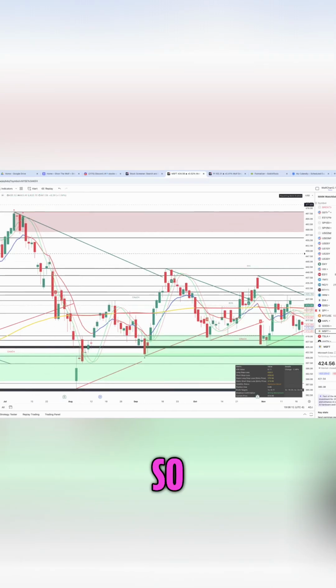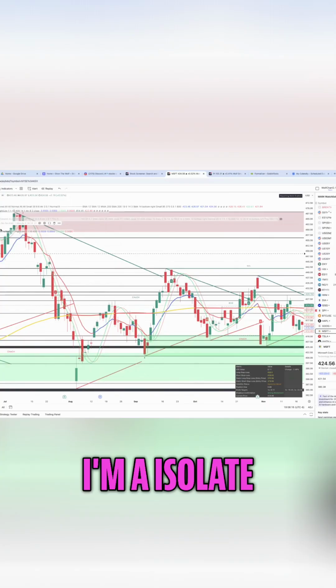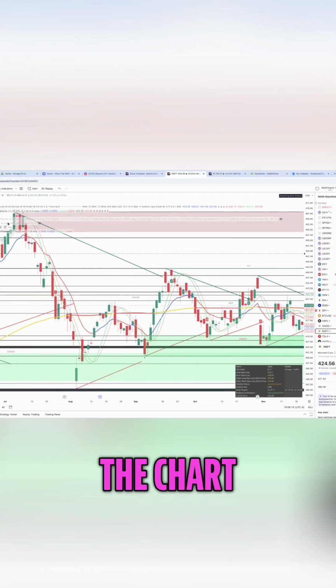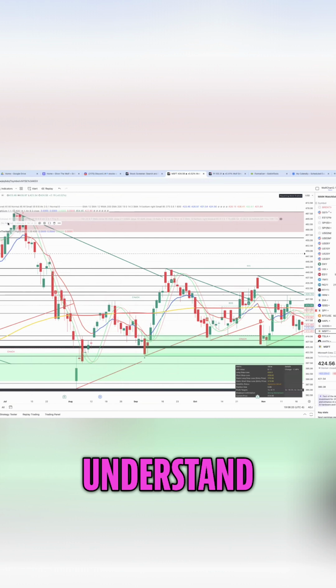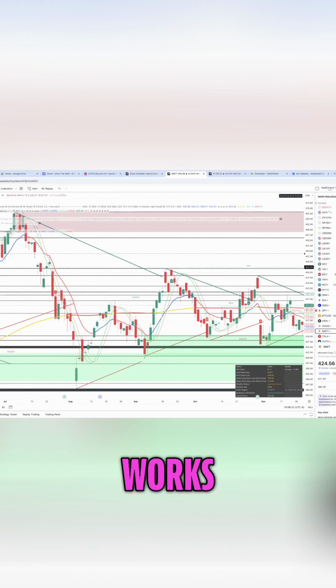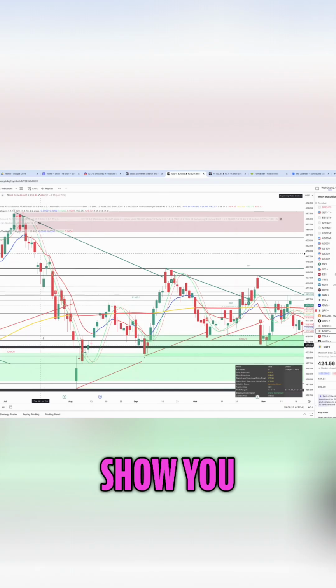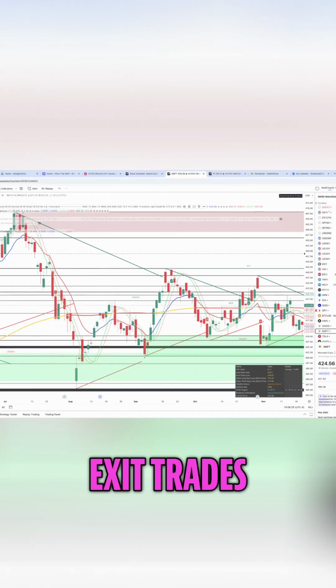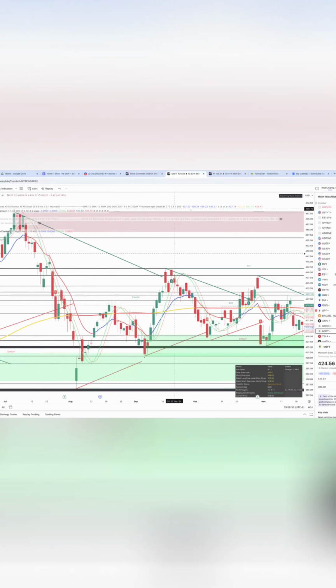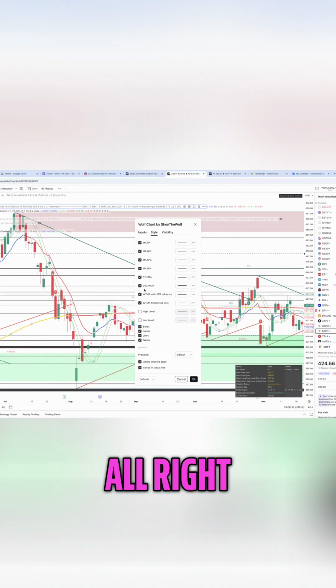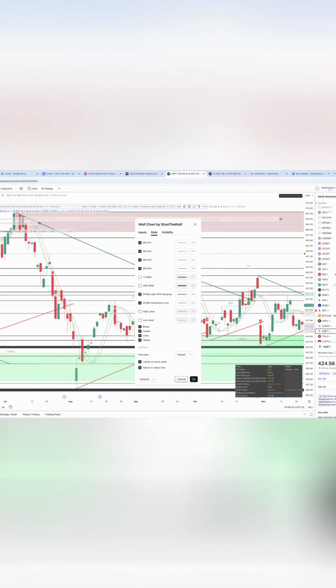So what I'm going to do is isolate certain parts of the chart so you can understand how each indicator works. And then I'm going to put them all together and show you how we enter and exit trades with these indicators. All right, so let me take these off.